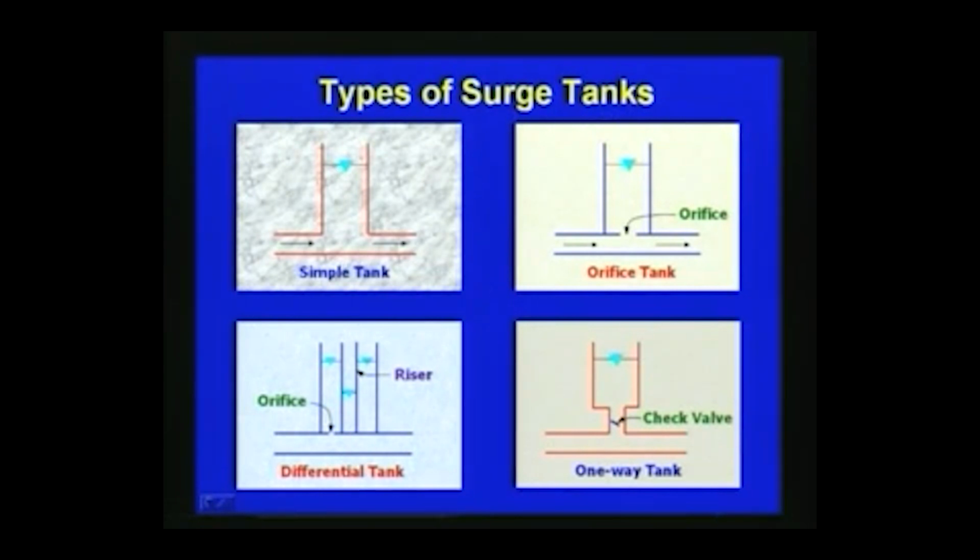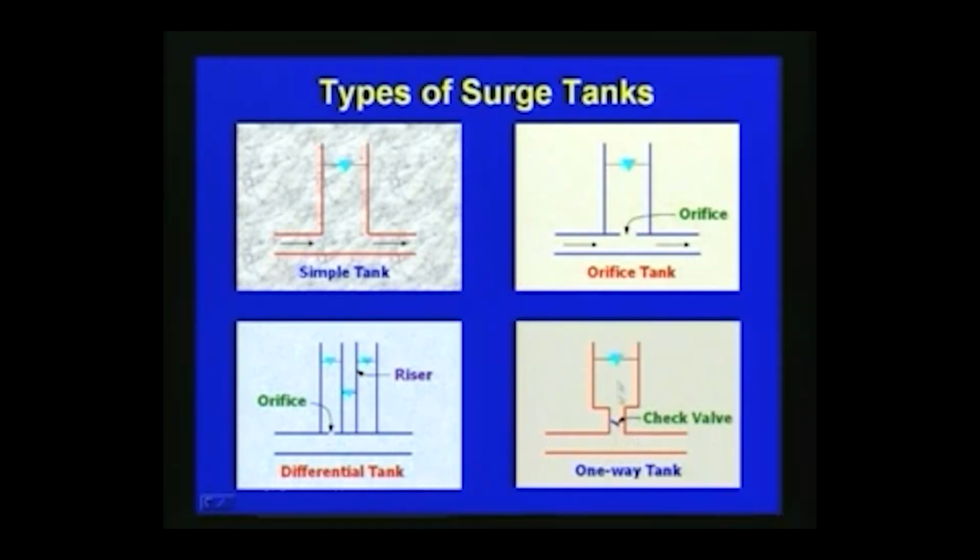A simple surge tank is shown here, connected with the closed conduit or pipe system. This one is called an orifice tank, where there is an orifice arrangement here. Then there can be a differential tank, where you can see the water at different levels in the system. Say this is a riser. This is one orifice arrangement, and we can also have a one-way tank like this, with a check valve.